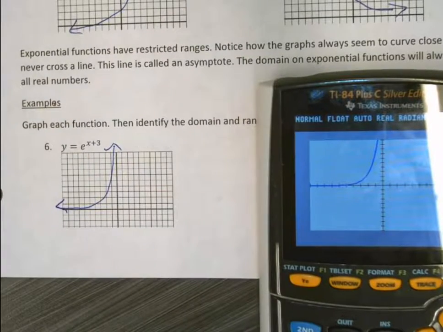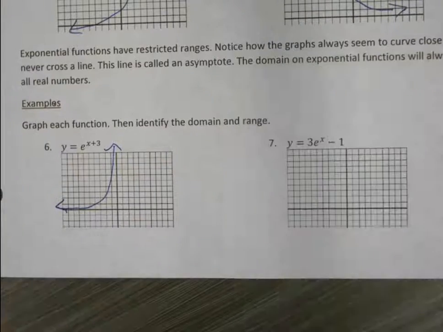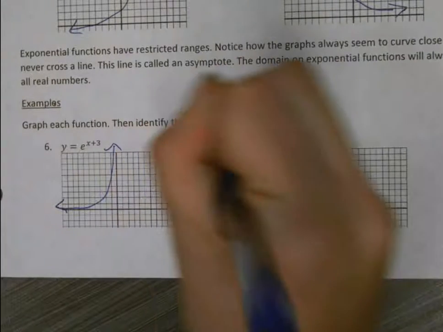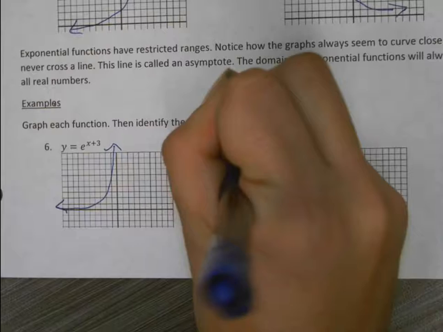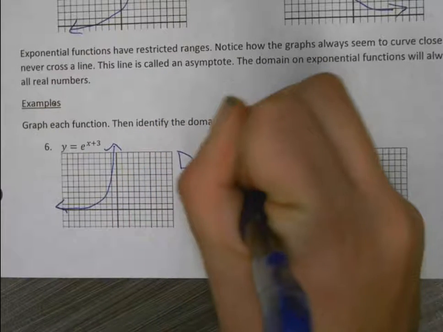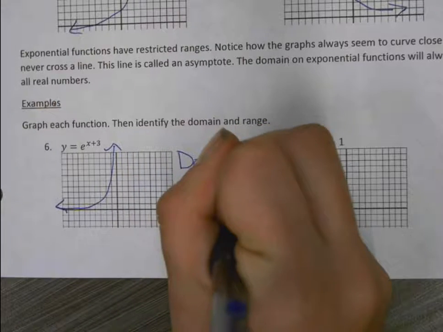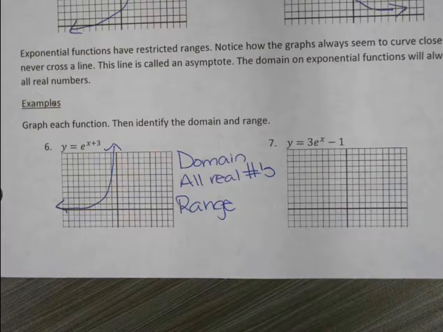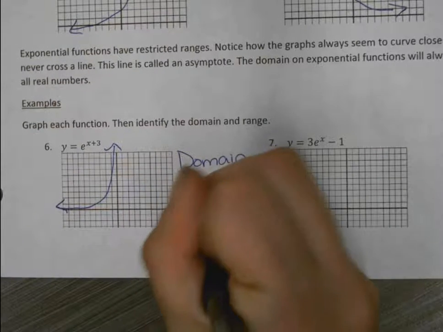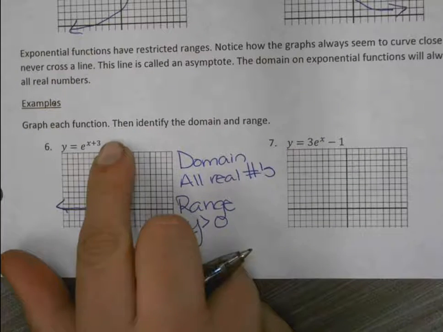Okay, so what is my domain on this graph? All real numbers. I can plug whatever I want in for x. Yep. My range? Where does it kind of flatten out at? 0. So it's going to be y is greater than 0, because it keeps going up, but it can't go below the 0.